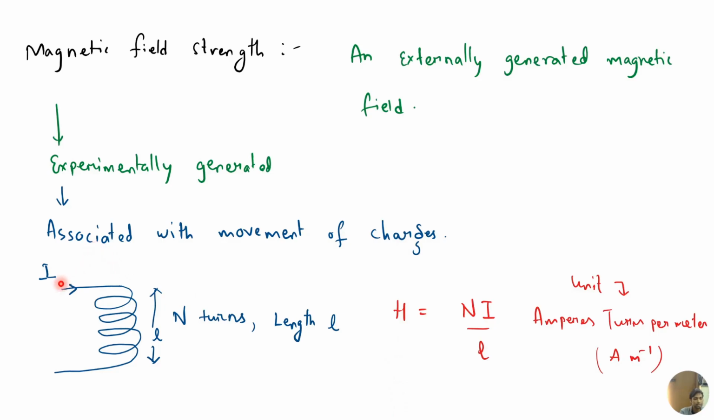Suppose you have a coil with N turns, and the length of the coil is L, so N turns in length L, and you are passing current I through this coil. The magnetic field strength, denoted by H, is given as N times I over L. N is the number of turns, I is the current, and L is the length. This is your magnetic field strength, with a unit of ampere-turns per meter. Since the number of turns is unitless, the unit is just ampere per meter.